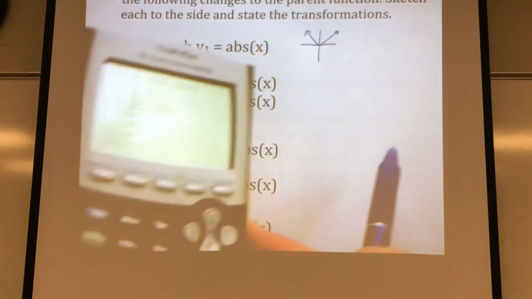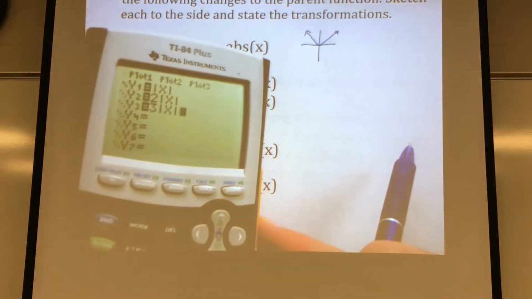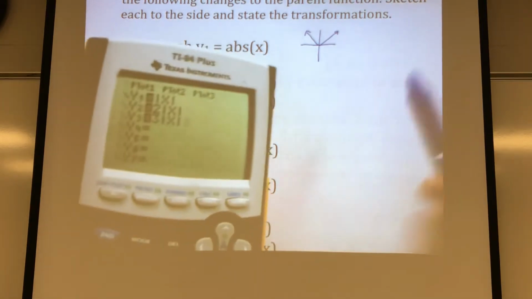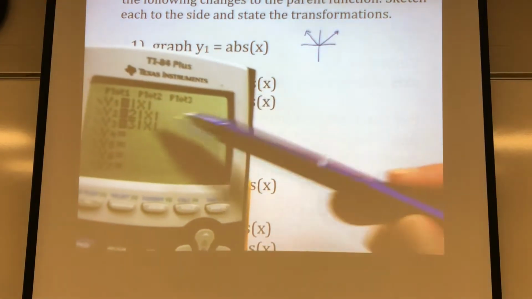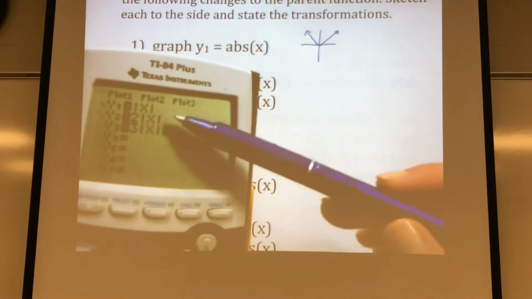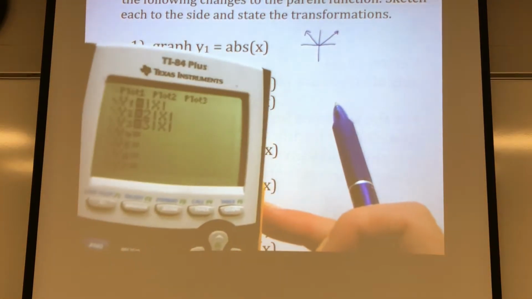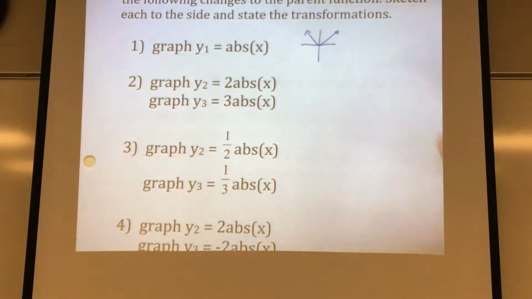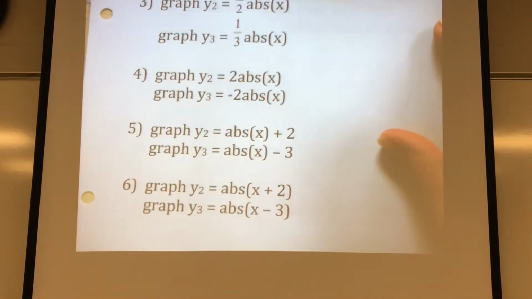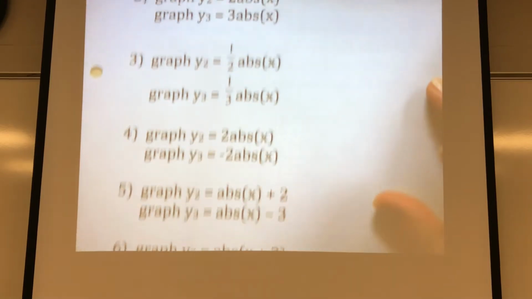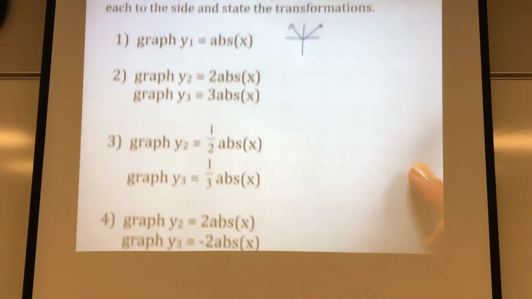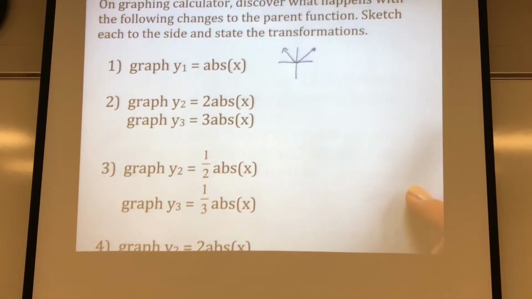So for that first exploration, your screen should look like that, where your Y1 is the original absolute value, your Y2 is 2 absolute value of X, and your Y3 is 3 absolute value of X. Then you'll graph it and sketch it. So you have several of those that you need to do all the way down the page. So hit pause, do all those, sketch them, and then come back and see if you have the same sketches that I do.